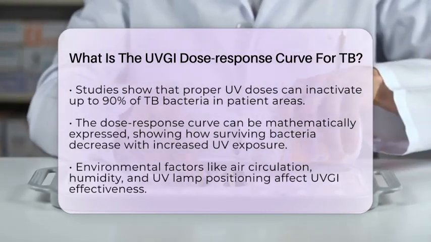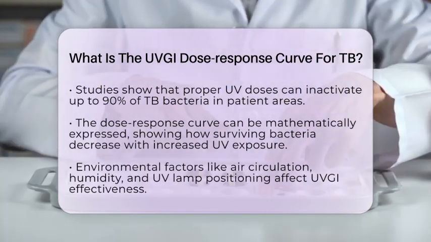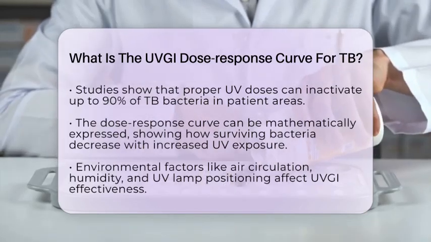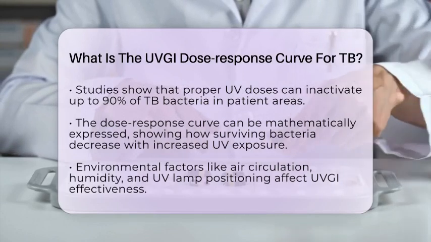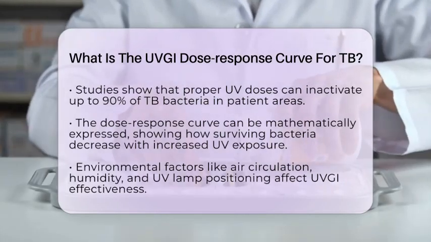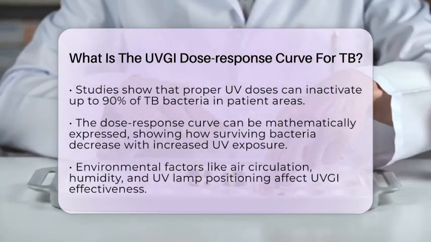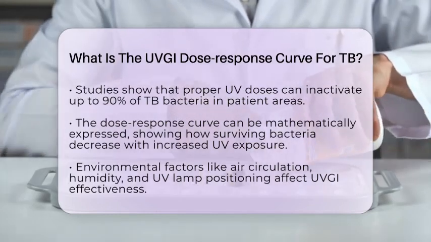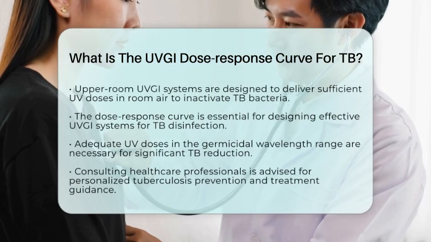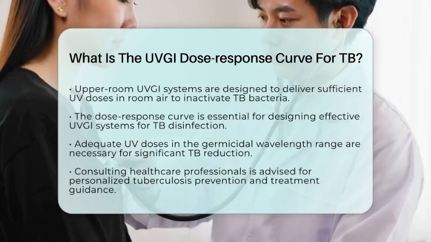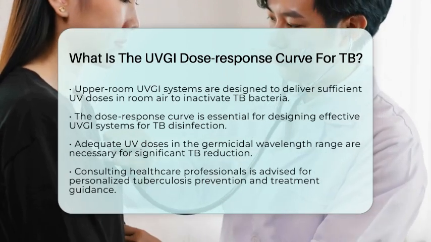In practical terms, upper room UVGI systems are designed to ensure that sufficient UV doses are delivered in the upper air of rooms. This helps inactivate airborne TB bacteria and reduces the risk of transmission. The dose-response curve is essential for designing these systems to ensure they provide enough UV exposure for effective disinfection.